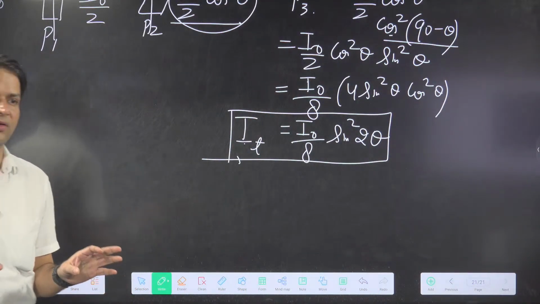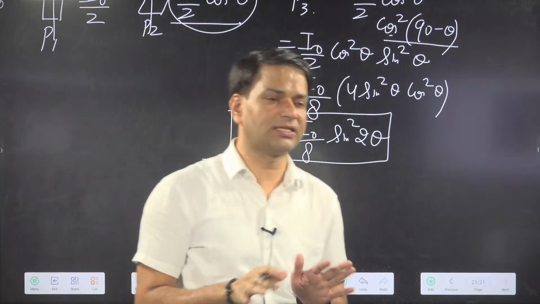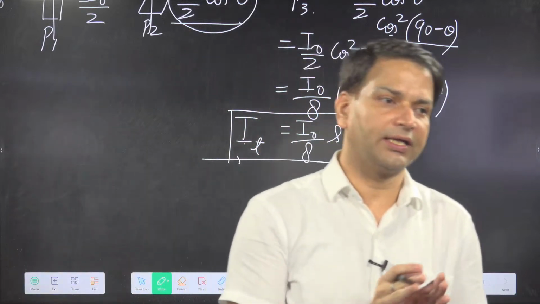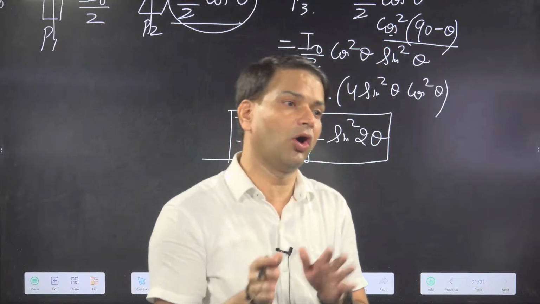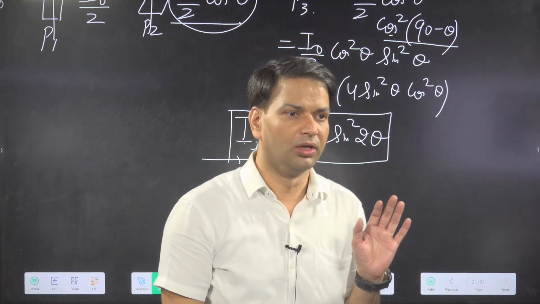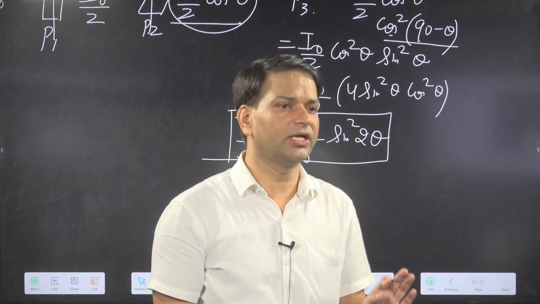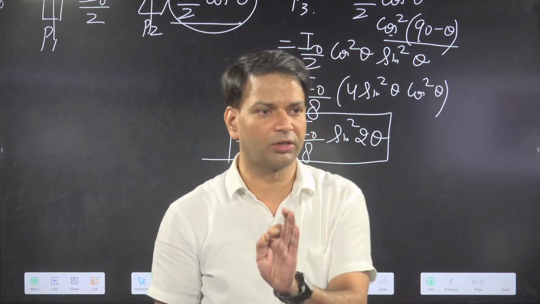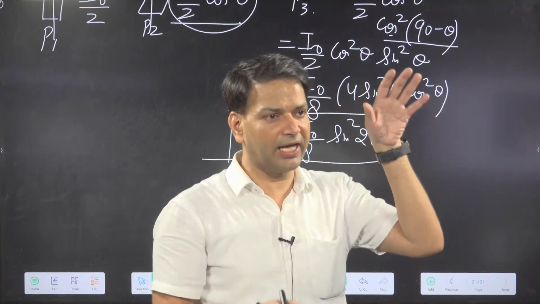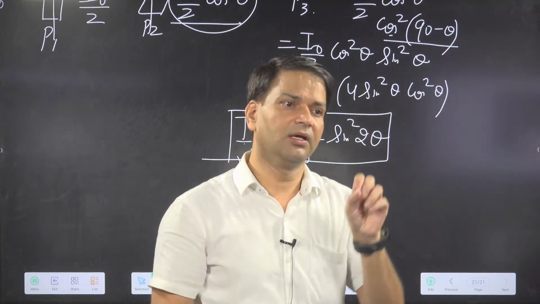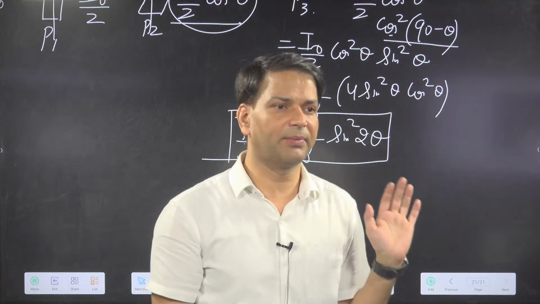First polarizer, whatever the orientation, it doesn't matter. It will always transmit I naught by 2. After that, theta is the angle between the axis of the first and second. Then we will start applying the Malus law.